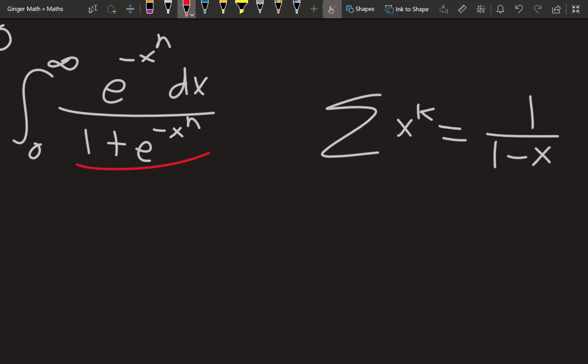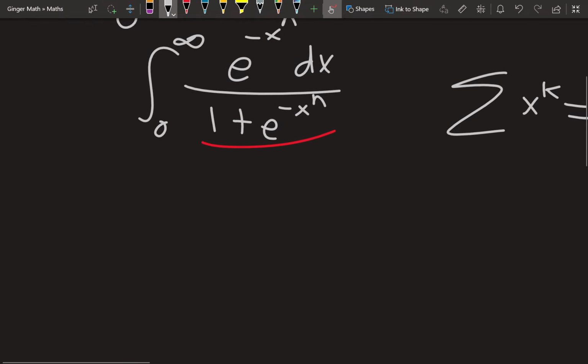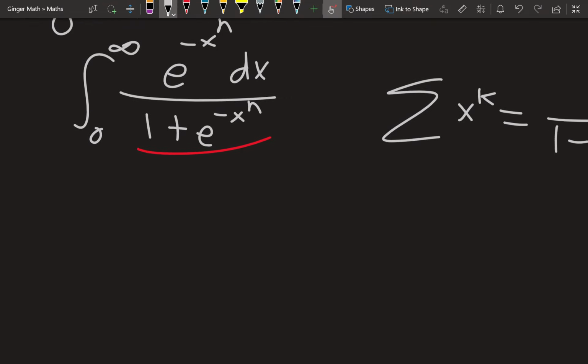And basically that just means we can express this little denominator bit right here as an infinite series, integrate it, and then be left with the sum, but you'll see where that leads. Anyway, so yeah, I'm just going to express this as an infinite series and see where that takes us.